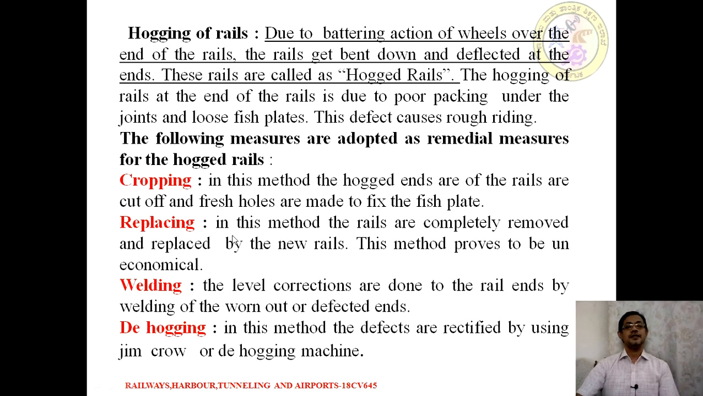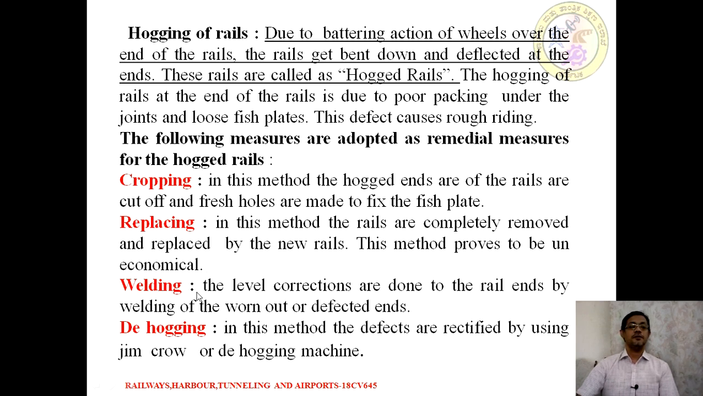The second method is replacing. The rail section is completely removed and replaced by a new one. Depending upon the severity of the hogging, this is used. This method is proven to be uneconomical because the entire rail section has to be replaced.